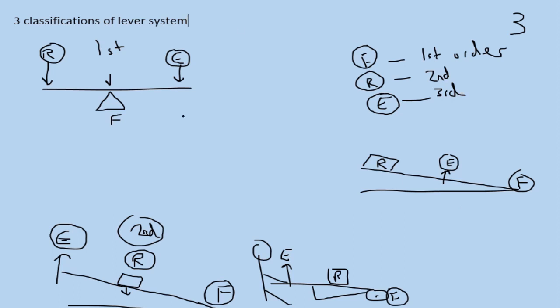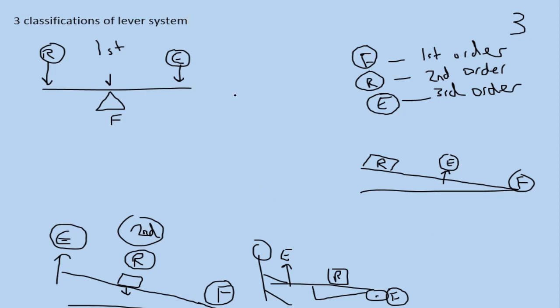So very easy to remember, there are three orders, which just means classifications or types. Three orders of lever, first, second and third, and it depends which component of the lever system is in the middle. If the fulcrum is in the middle, it's a first order lever. If the resistance is in the middle, it's a second order lever, and if it's a third order lever, then the effort is in the middle.